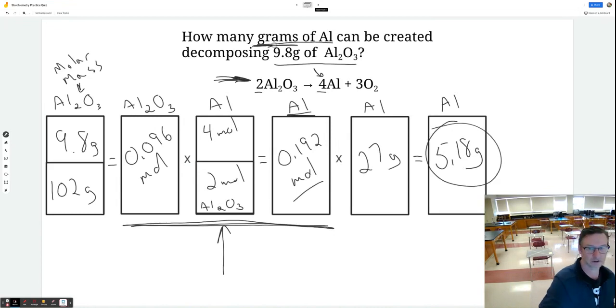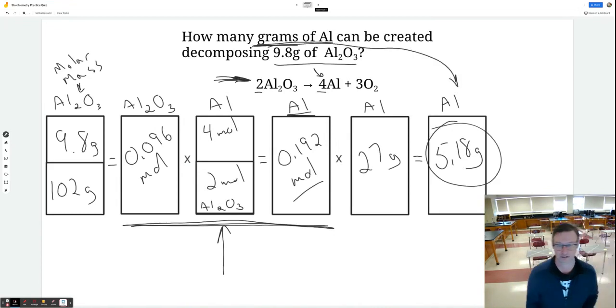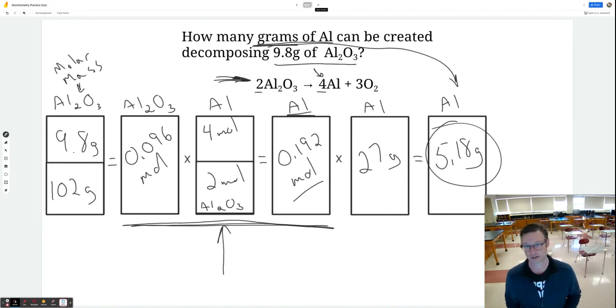Okay, there's the answer. How many grams of aluminum can we get if we started with a little less than 10 grams of aluminum oxide? We had to convert the grams given to moles, then bridge over using the mole ratio, moles of aluminum oxide to moles of aluminum. Last step, because we want the answer in grams, is take the moles of aluminum times the molar mass, and that gives us the grams.